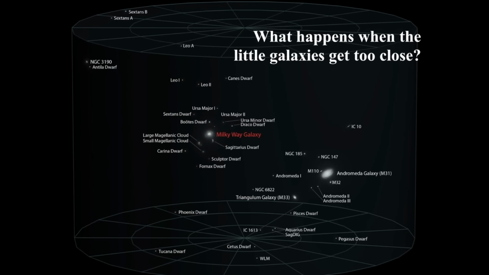But wait a second, there's that Andromeda galaxy thing. It's roughly the same mass as the Milky Way. Maybe it's bigger. And that means that the Milky Way and Andromeda are probably falling towards each other.